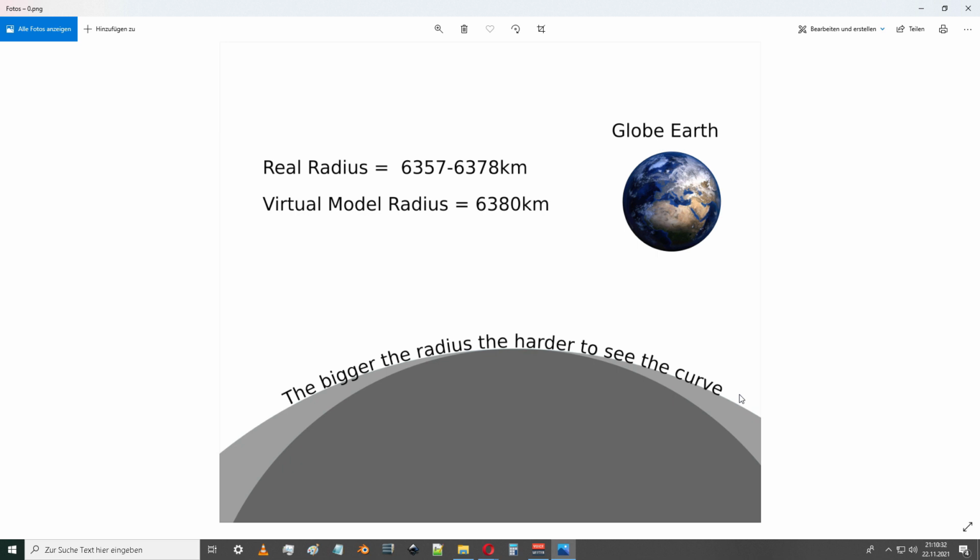So if we see a curvature in the virtual model with 6,380 kilometers, we definitely have to see a curvature in the normal globe model, because the normal globe model will be much smaller, and the curvature and eye level fall off will be even easier to see. So if we see a curvature in this model, the real model must have at least as much curvature. So we can be sure that we see the curvature where the curvature should be.